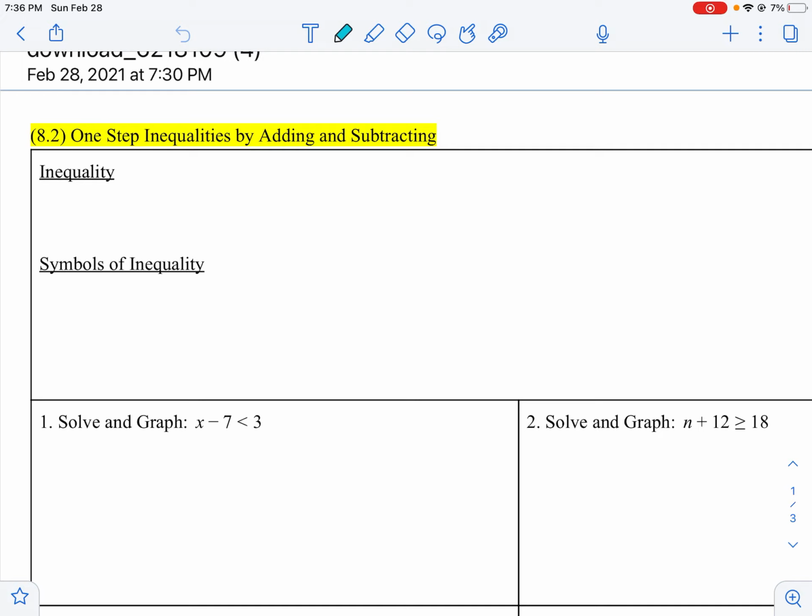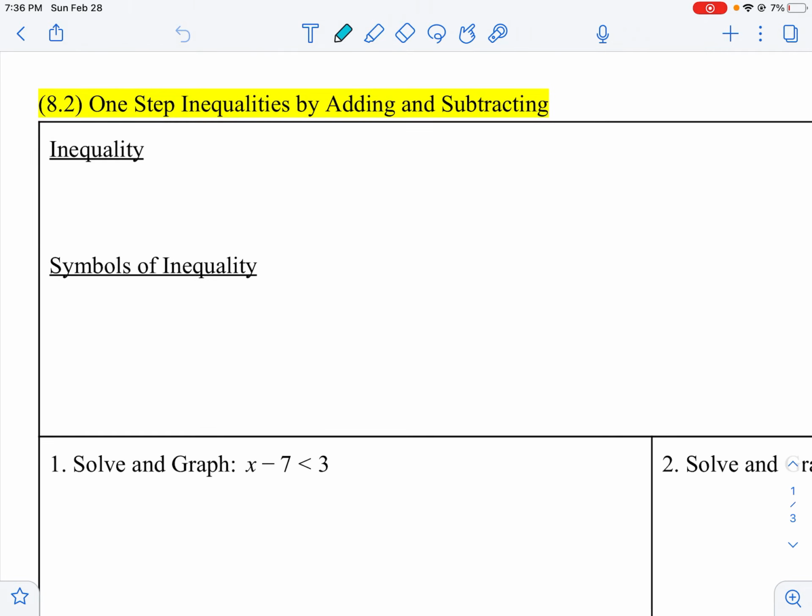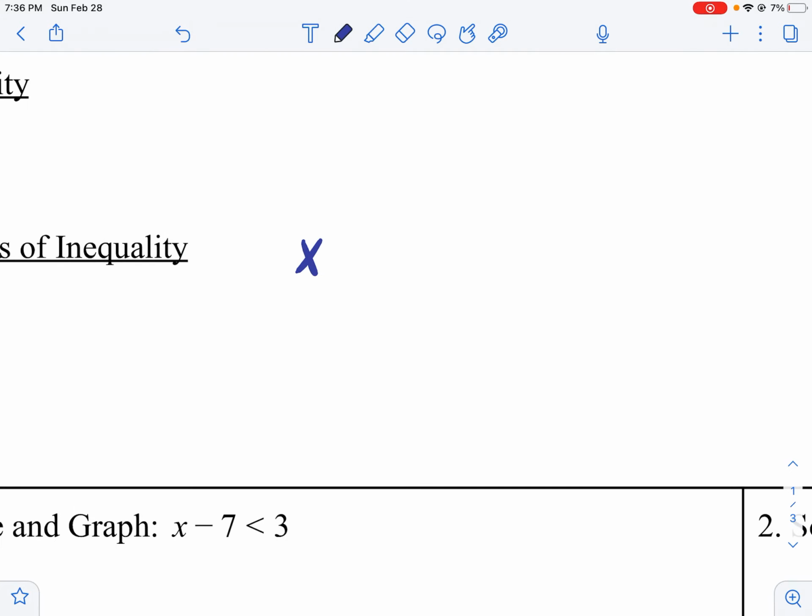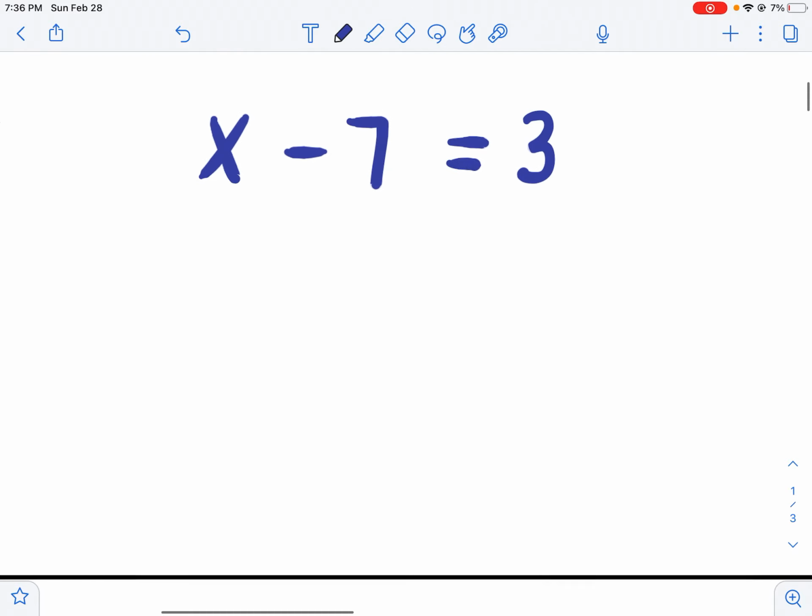In this video, we are going to solve one-step inequalities by adding or subtracting. So I want to first begin with a question up here. I want to say x minus 7 equals 3. What number minus 7 equals 3?